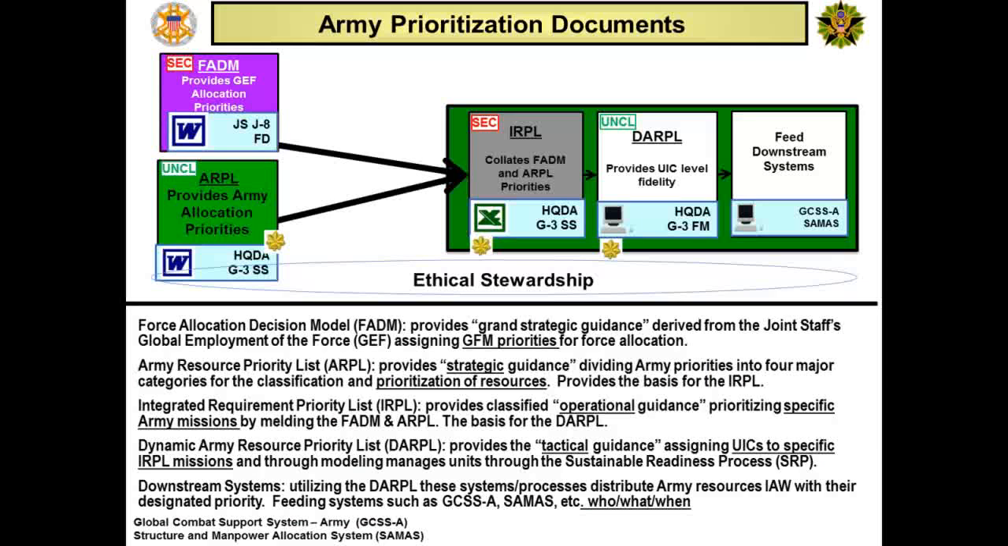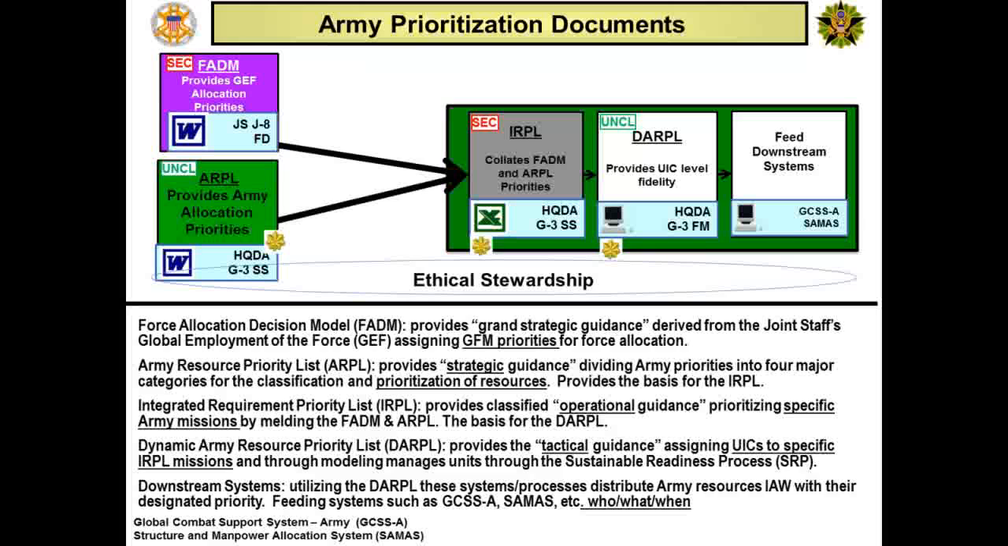All right, so these are the 4 Army prioritization documents that we discussed. Starting off with a joint prioritization document, the FADM, the Force Allocation Decision Model, which is the grand strategic guidance from the joint staff, taking information from the GEF and the GIF map to provide prioritizations for force allocation.